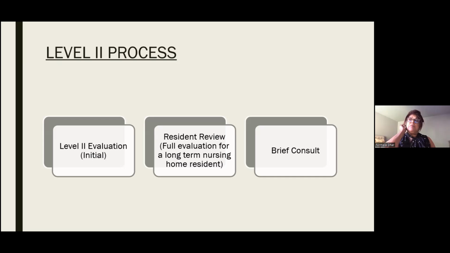And so I will talk a little bit about the brief consult a bit later. So there are 2 ways to get this evaluation. One is through the level 1. Always ask for it when the nursing home calls you. And second, the nursing home can ask for a resident review, and we'll talk about it at the end. There's a whole slide deck. I have several slides on that.